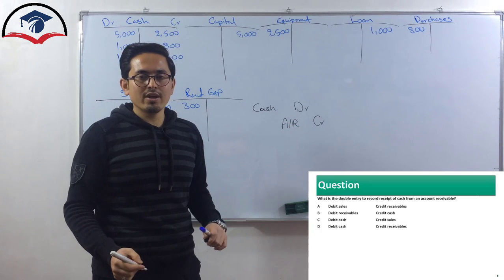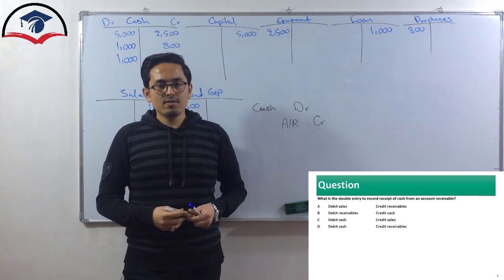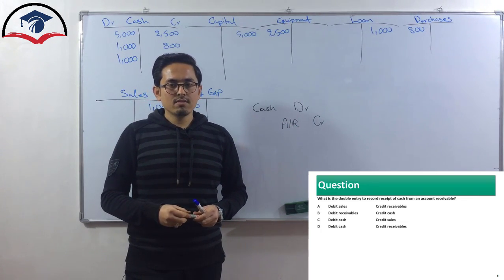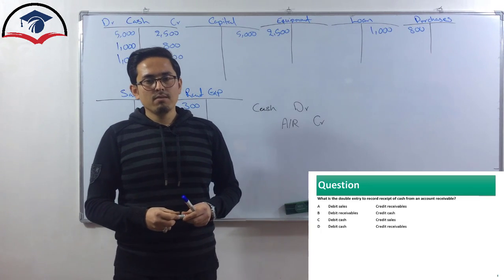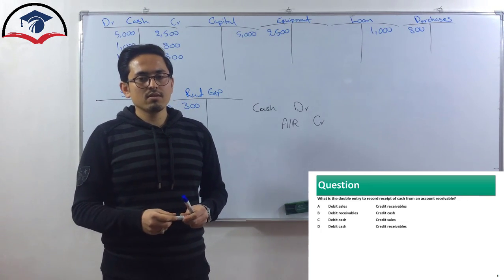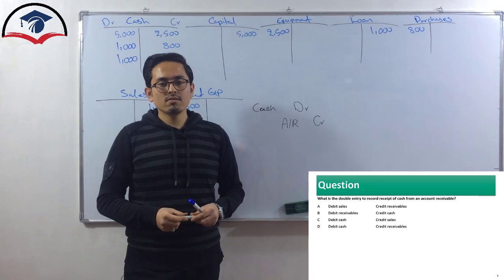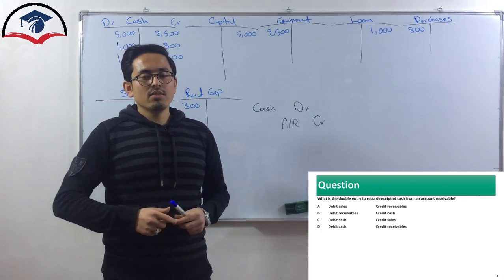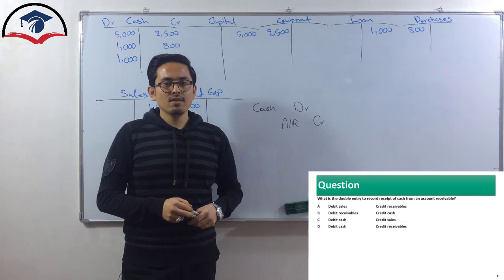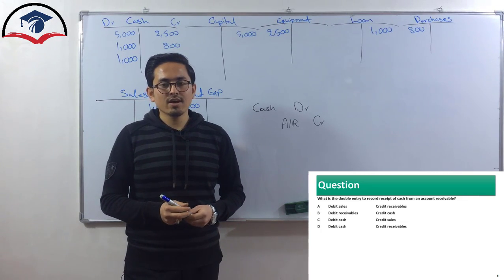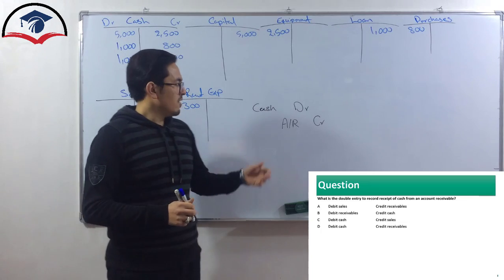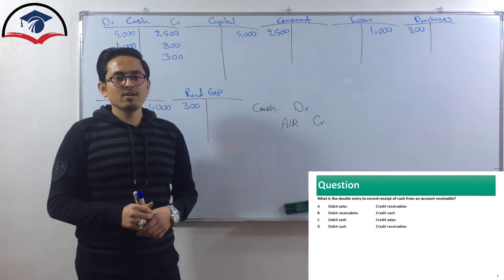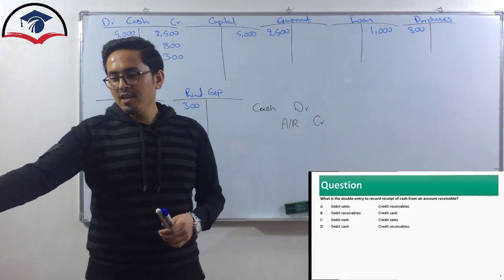Which option is now correct? We have four options. The first, A, is debit sales, not correct. B, debit receivable, not correct. C, debit cash, wow, it's maybe. And credit sales, no, it's not correct. And the fourth one is D, debit cash and credit account receivable. This is it. The right option is option D.